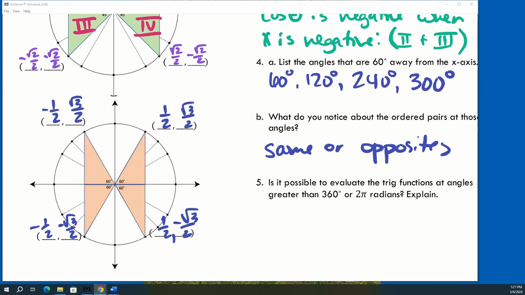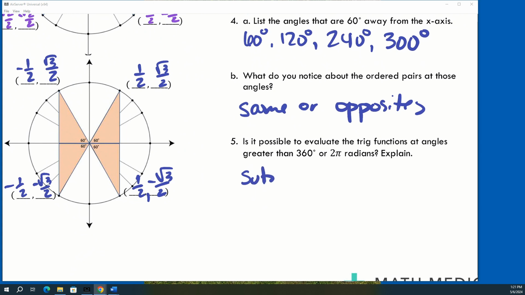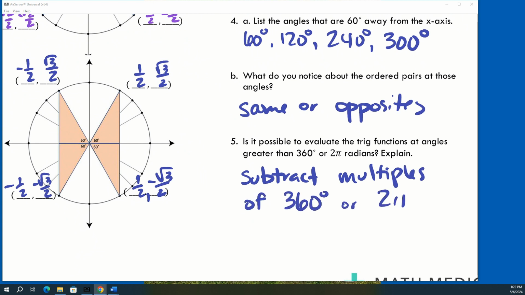And then 5 asks if it's possible to evaluate trig functions at angles that are greater than 360 degrees. So like you could go all the way around and then some. Is that possible? Yes. It'd be a full circle and then another something. And so what you would do is just subtract multiples of 360 degrees if it's in degrees or 2 pi if it's in radians. We are going to do one of those today.